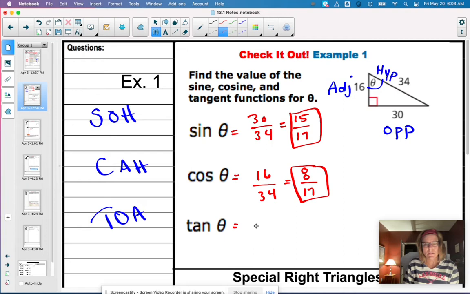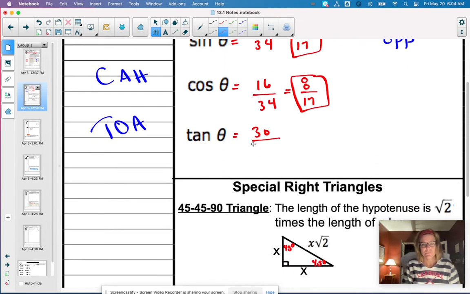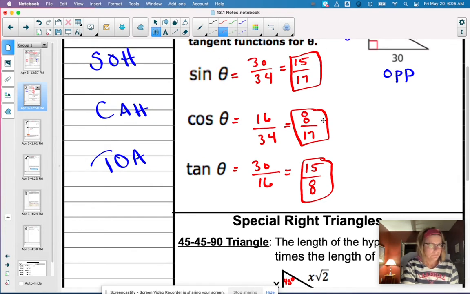And tangent, that is going to be, TOA, O, opposite, over adjacent, which is 16. Oops, I've got to scroll down here. And that reduces to 15/8. Just double checking. It's exactly what it is.